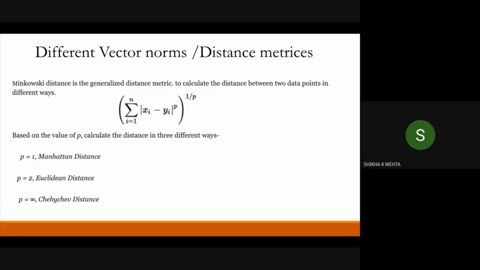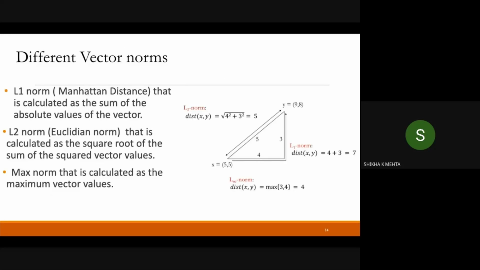If p is equal to 1, we call it the Manhattan distance in machine learning and data mining, and we call it the L1 norm in mathematics. When p is equal to 2, we call it the Euclidean distance in machine learning and data mining, and the L2 norm in mathematics. And if we want to take the max, that is p equal to infinity, we call it the Chebyshev distance. I'll be taking certain examples of how we work with it.